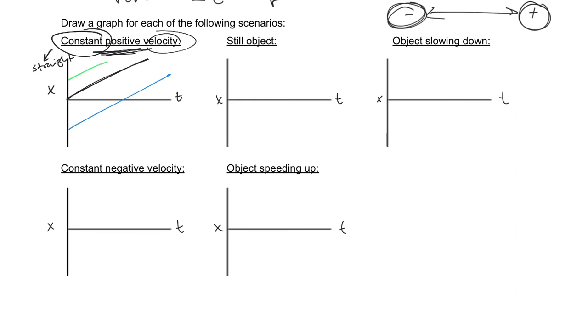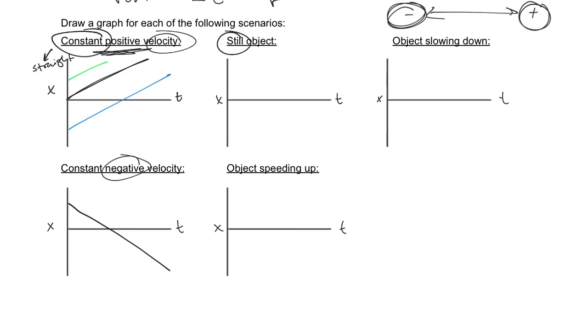Our next one down here is constant negative velocity. So constant means straight. Velocity is talking about the slope. So we're going to have a constant negative slope. So it's going to look like this. Straight line, going down, and that's the whole shebang.